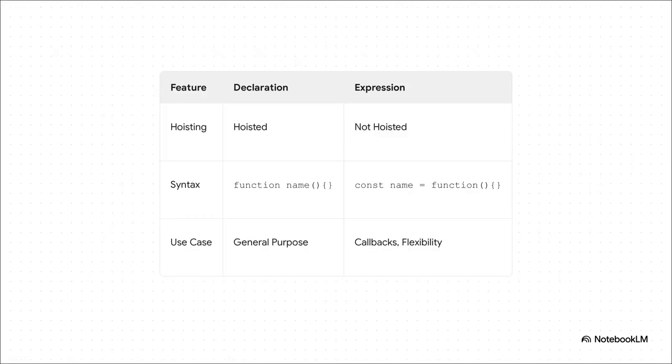Okay, here's the key takeaway. Function declarations get hoisted. Now, what does that mean? It means the JavaScript engine kind of picks them up and moves them to the top of their scope behind the scenes. So you can actually call a function before it appears in your code. Super useful sometimes. But function expressions? Nope. They're assigned to variables, so they're not hoisted. You have to define them first, then you can use them, just like you would with any other variable.